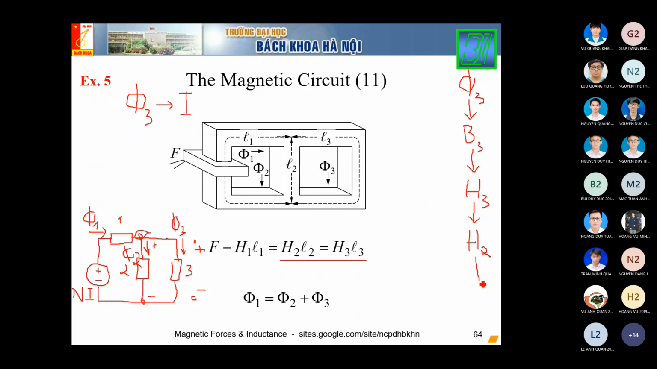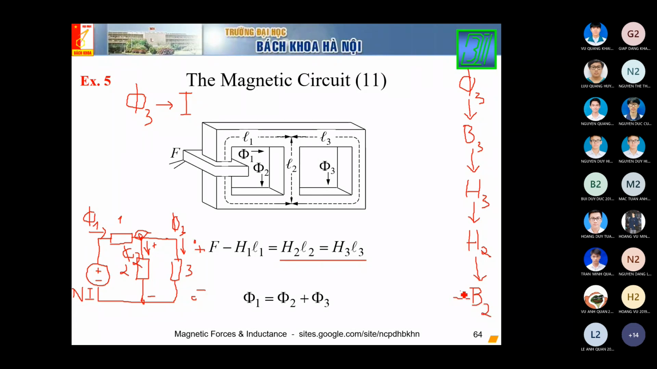So from H2, what can we find? What's now? Please notice that we have only three quantities: phi, B, and H. That's all. So from H2 here, we can find B2. And how can we find B2? We use the given curve. From the given curve, we can find the corresponding B2 if we know H2.